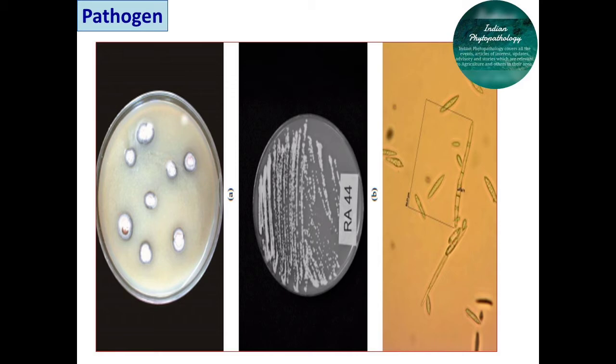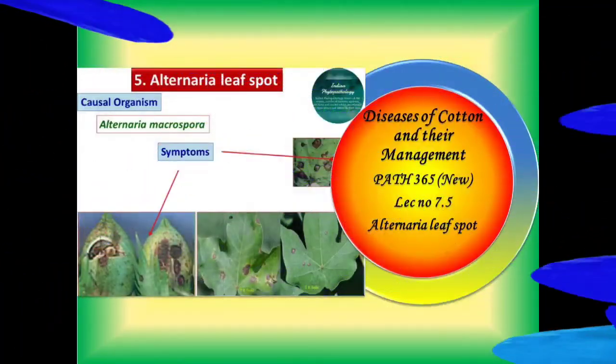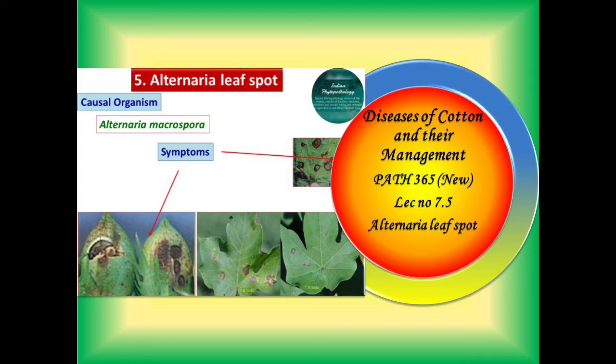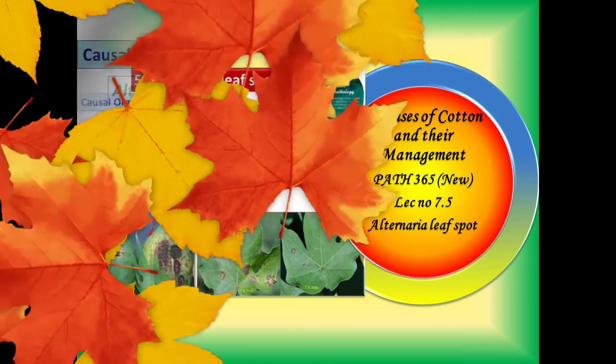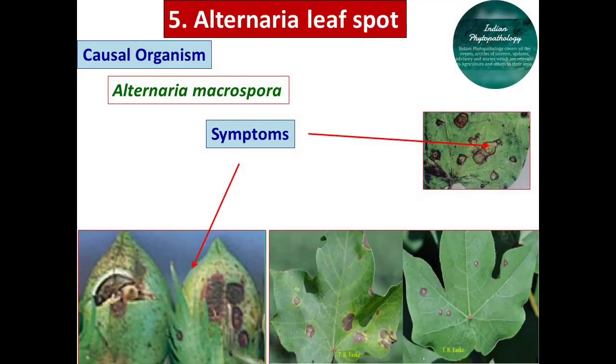Now we will see another most important disease of cotton, that is Alternaria leaf spot. This Alternaria leaf spot is caused by the fungal pathogen Alternaria macrospora. This disease is also a common disease found in major cotton growing regions of India, and you can see the symptoms of this disease in this image.